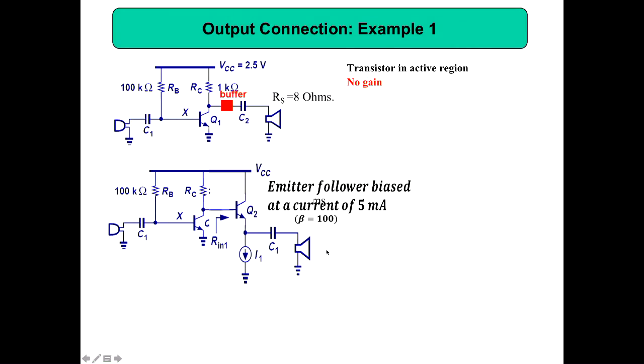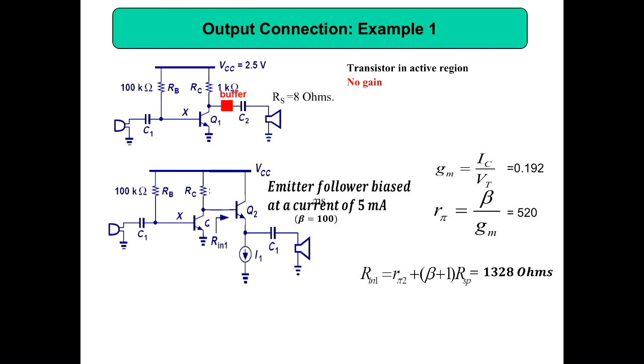How will it solve the problem? Because gm equals IC by VT, and we know the value of gm from the previous case, r pi equals beta by gm, which will be 520. Now, when you look from here, what is the input impedance of the emitter follower? That is r pi 2 plus beta plus 1 into RSP, the speaker impedance, which is equal to 1328 ohms. So that is the impedance when you look from here.